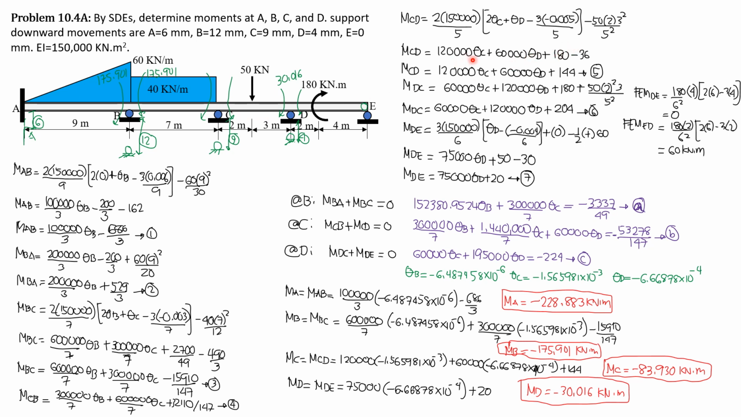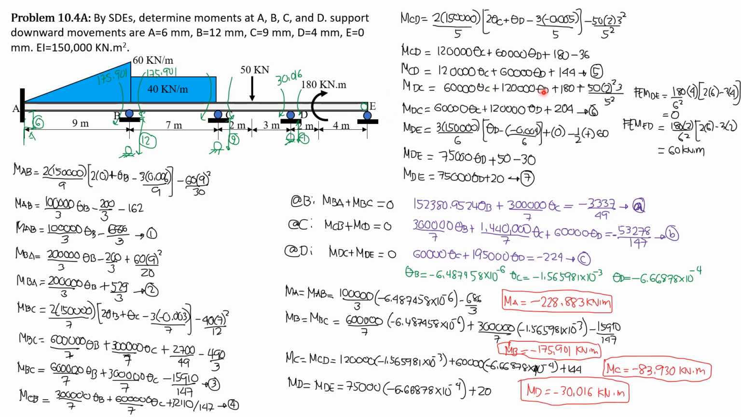Simplifying, we have 120,000 theta C plus 60,000 theta D, side sway moment 180, then fixed moment due to the load negative 36. So combining, MCD is 120,000 theta C plus 60,000 theta D plus 144. Call that equation 5.